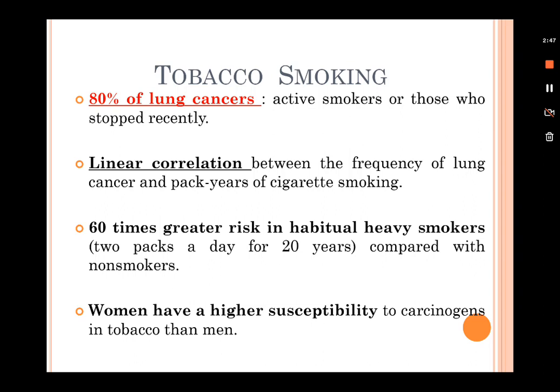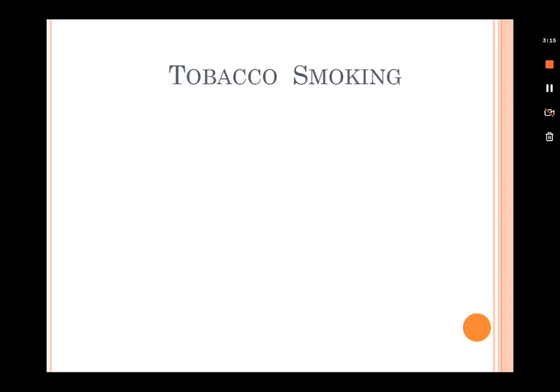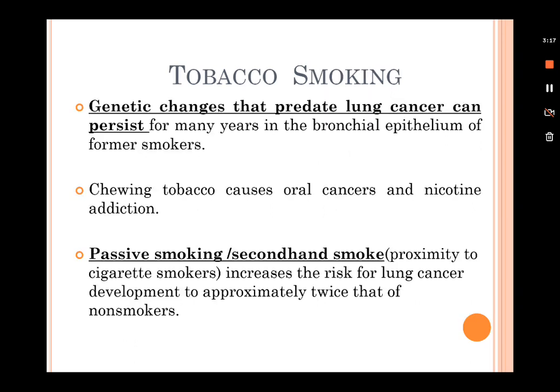There is a linear correlation between the frequency of lung cancers and the pack years somebody has smoked. So for example, if somebody has smoked 2 packs a day, I don't know how many cigarettes there are in 1 pack, but if somebody has smoked 2 packs a day for 20 years, there's a formula for calculating pack years, and these people will be 60 times more at risk for cancer than those who do not smoke, and women have higher susceptibility for unknown reasons. So this is what I was saying: genetic changes that predate lung cancer can persist for many years in the bronchial epithelium of former smokers.